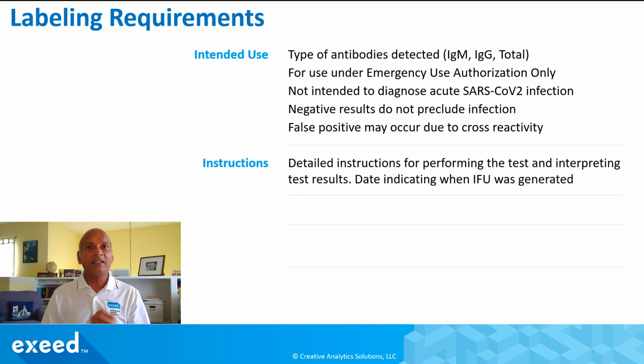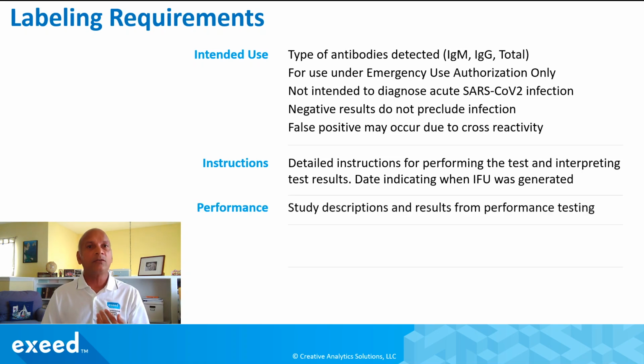You have to provide detailed instructions for performing the test and interpreting the test results. This is by far the longest section in the IFU. And date indicating when the IFU was generated. You have to detail the study descriptions and results in addition to this independent validation done on the test from all other performance testing you might have conducted.